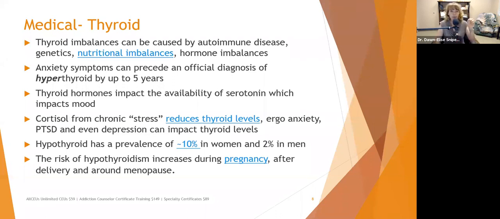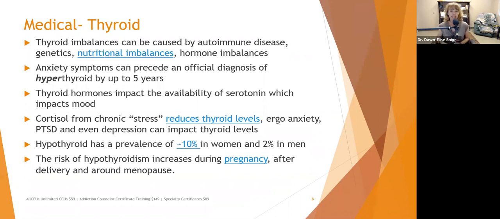Anxiety symptoms, this is important to recognize, can precede an official diagnosis of hyperthyroid by up to 5 years. So if somebody has anxiety symptoms and we keep trying to treat them with cognitive behavioral therapy or psychotropics, it may not work, because what they may have is subthreshold hyperthyroid. And at least in the US, doctors tend to be very rigid with their parameters. If your thyroid is within this range, it doesn't matter if you're more sensitive to thyroid changes or not. If your thyroid's within this range, you're normal, and they're not going to pay attention to it.